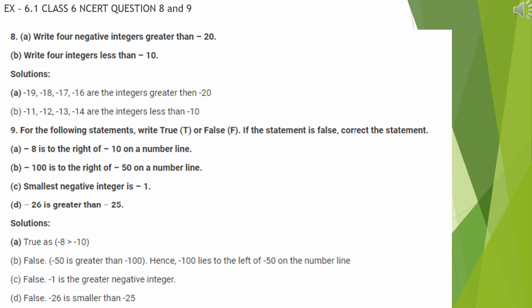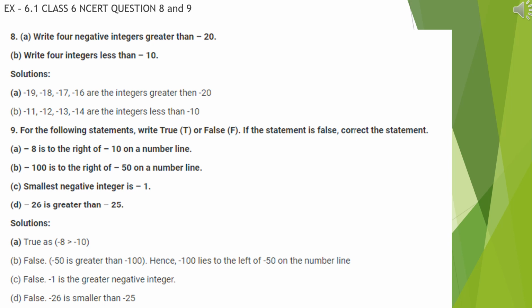B part. Write 4 negative integers less than minus 10, which we will get after subtraction. So 4 negative integers less than minus 10 are minus 10 minus 1, minus 10 minus 2, minus 10 minus 3 and minus 10 minus 4. That is minus 11, minus 12, minus 13 and minus 14.